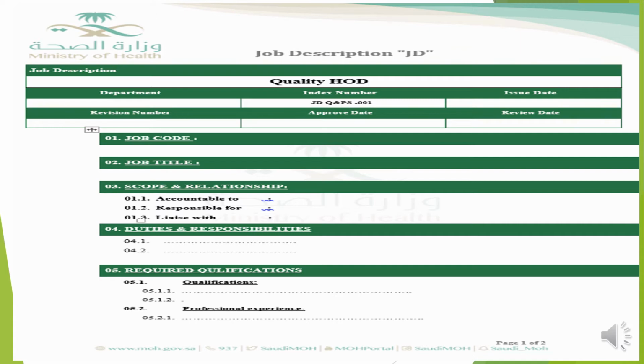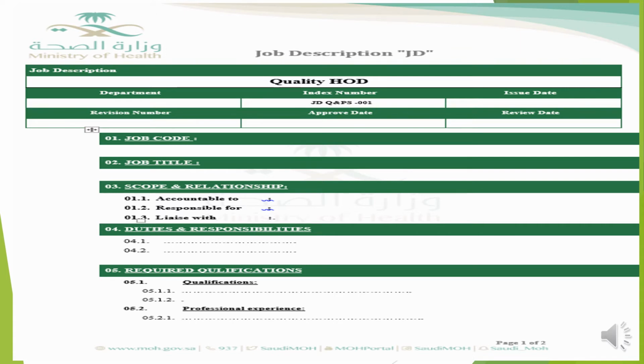Issue date, the date you issued this job description. Revision date, when you are going to revise this one. If you want to add or modify, otherwise it's according to the mother policy inside the hostel and the job description policy of the hostel. Almost it's between 2 to 3 years. You have to give 2 or 3 years, then put the date here.